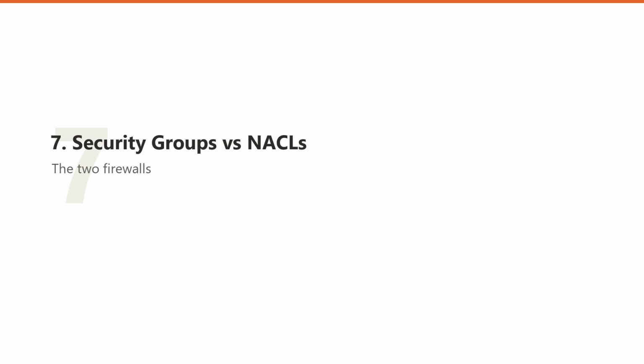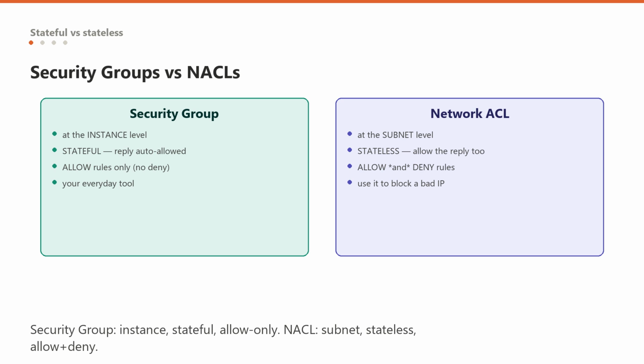Concept 7. Security Groups versus Network ACLs, the two firewalls, and a guaranteed interview question. AWS gives you two firewalls, and knowing the difference is a guaranteed interview question. First, the security group. It acts at the instance level, wrapping around your server, and the crucial property is that it is stateful. If you allow traffic in, the response is automatically allowed back out. You don't write a rule for it. Security groups only support allow rules. You cannot write a deny.